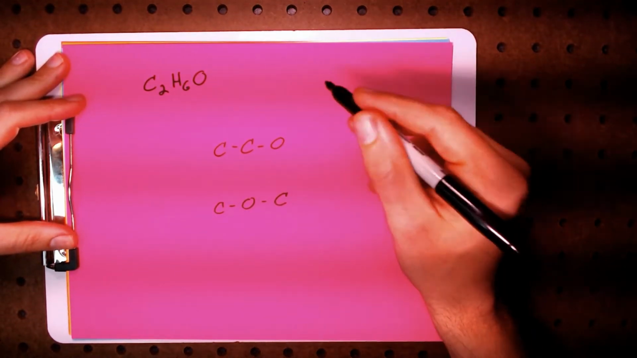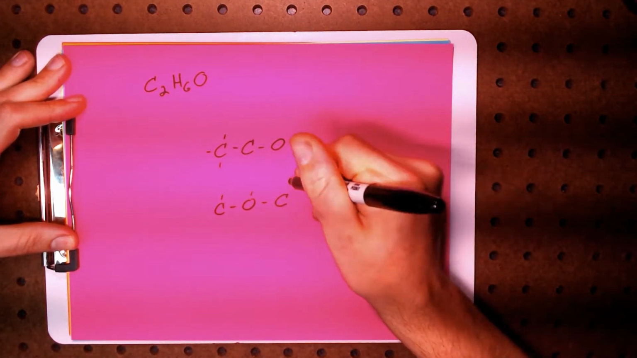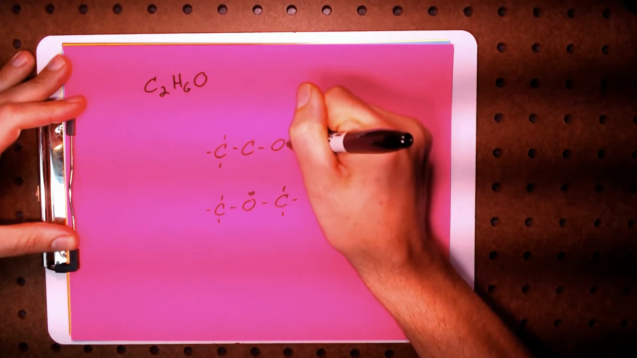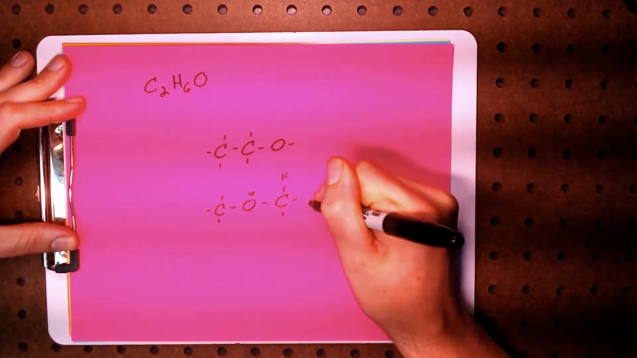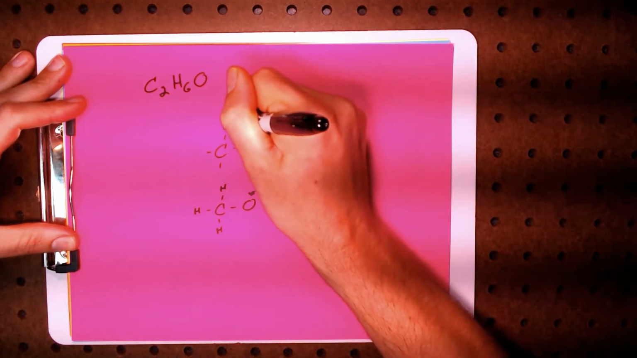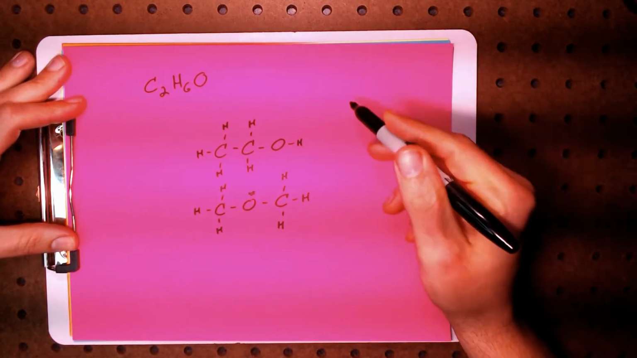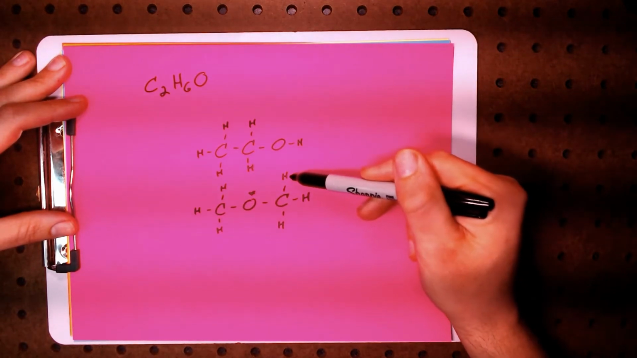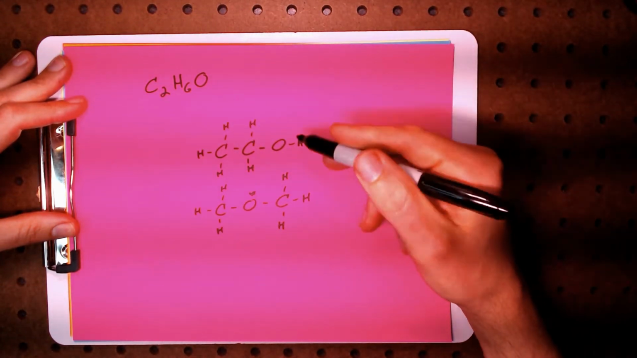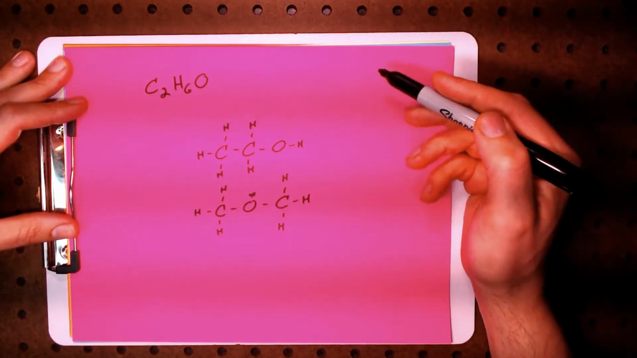Well, what if we put in the hydrogens just to fill both of these structures out? Oh, this has no additional bonds. Okay, so down here we have 6 hydrogens. 1, 2, 3, 4, 5, 6. Up here we have 1, 2, 3, 4, 5, 6 hydrogens. So both of these would be valid structural formulas for a chemical compound with this molecular formula here.